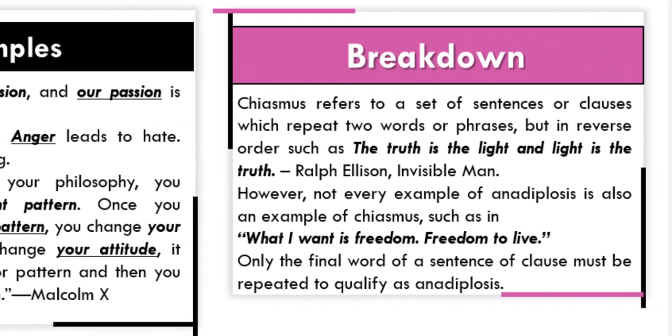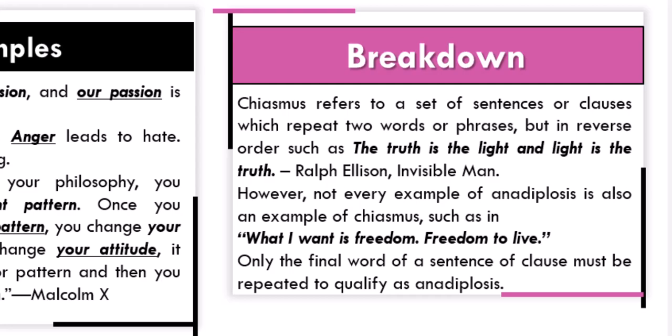However, not every example of anadiplosis is also an example of chiasmus. In most cases, it's not the same thing. Let's take a look at: what I want is freedom, freedom to live. Freedom is repeated at the end and then beginning the next part. That's what makes it anadiplosis. Assuming we have it as "freedom is all that I want," then we are having chiasmus.